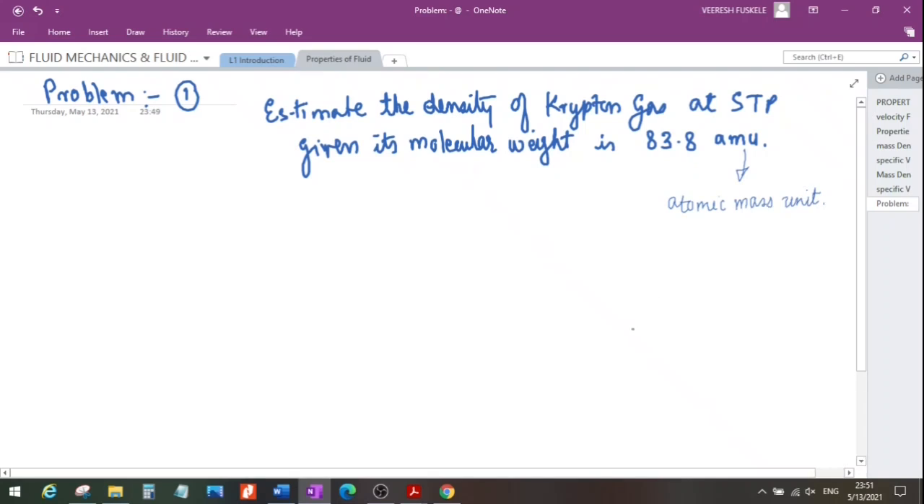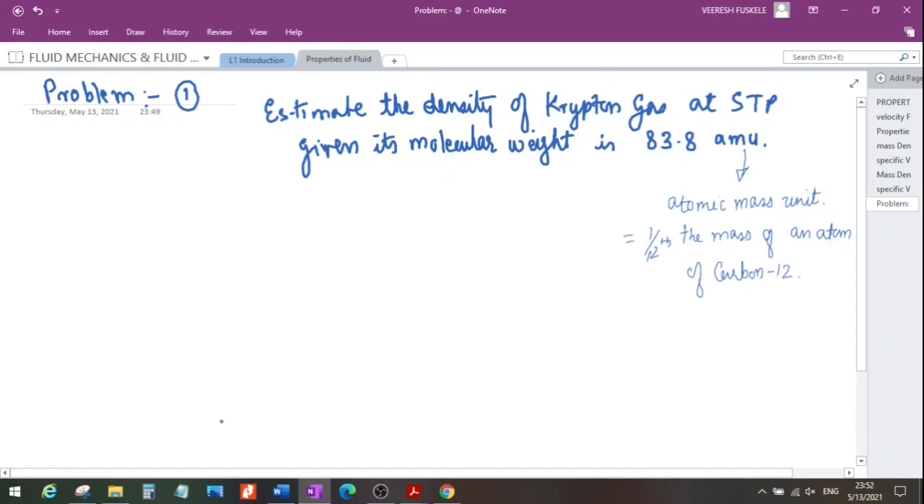And now it is basically defined as 1/12 of the mass of an atom of carbon 12. Right? So let us try to find out the density of Krypton gas.